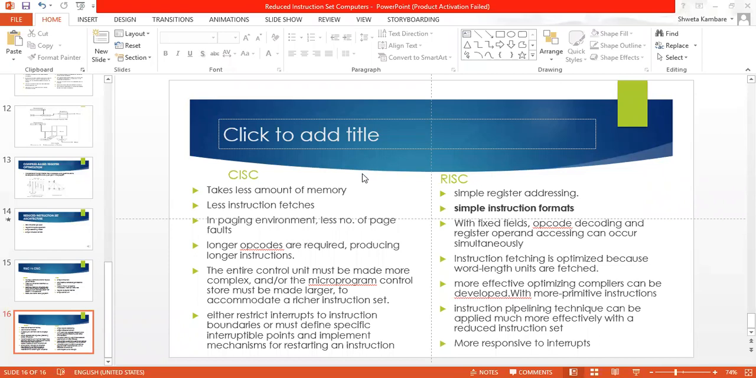Hello friends, we are going to talk about RISC and CISC, and we are just going to compare these two. Let's first talk about CISC. CISC is a computer architecture, whose full form is complex instruction set computer.